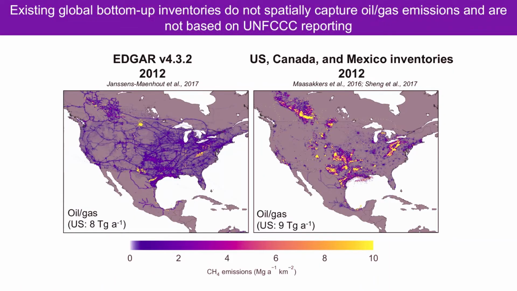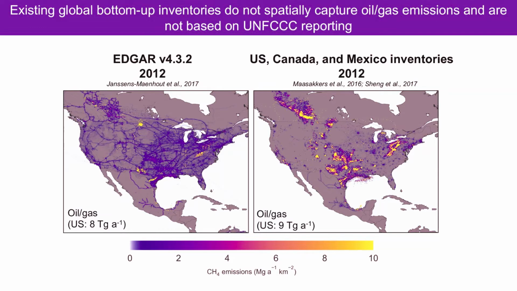So this was really motivated by an observation that was made. Typically when we do our inversions in our group, we use the EDGAR global inventory. So this is a global inventory of emissions. And so they have methane specific emission grids by different source sectors. And we noticed when we compared their data for oil and gas to national inventories that use more country specific information, we saw this disagreement in terms of the spatial distribution of emissions.